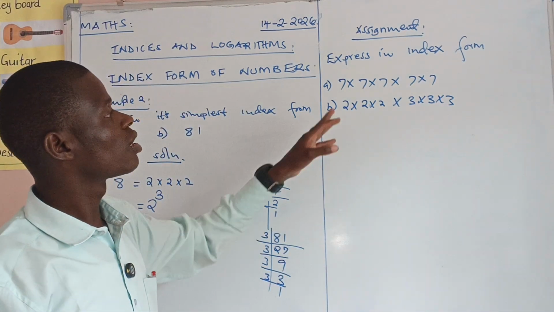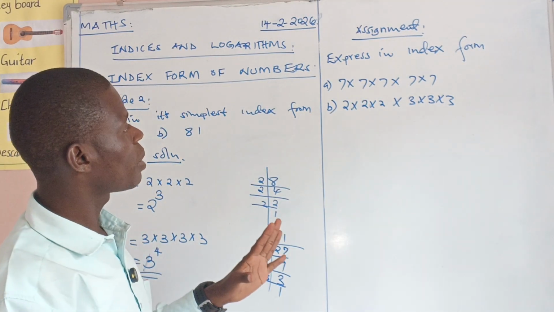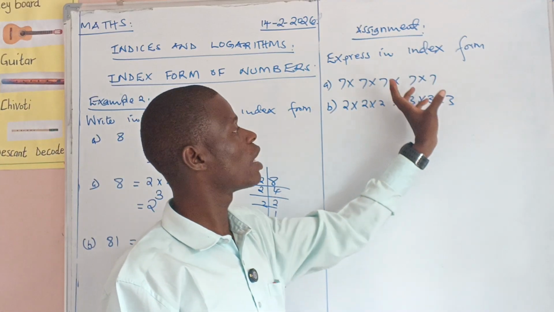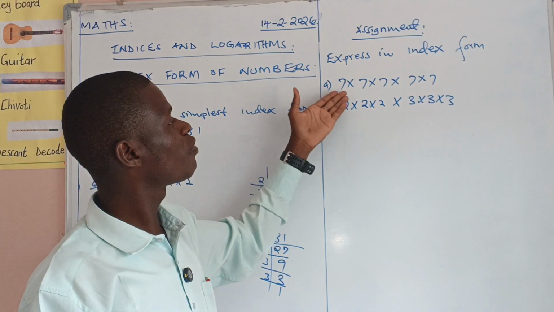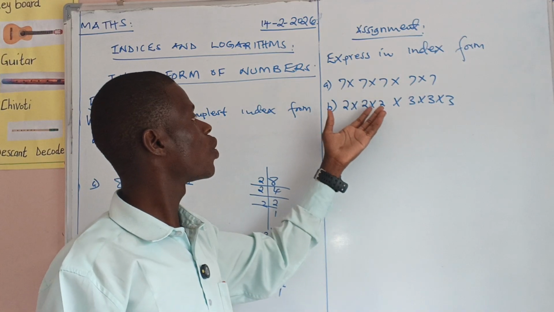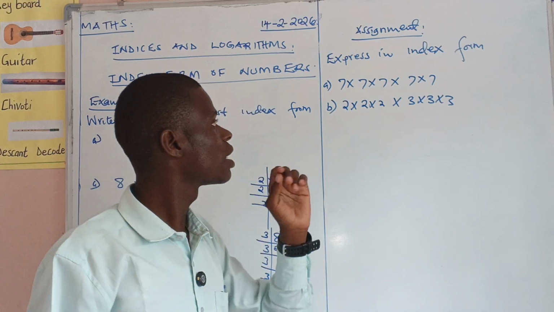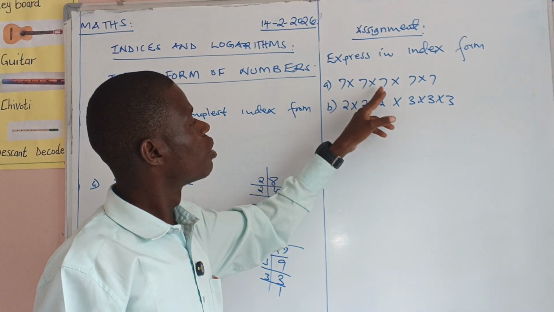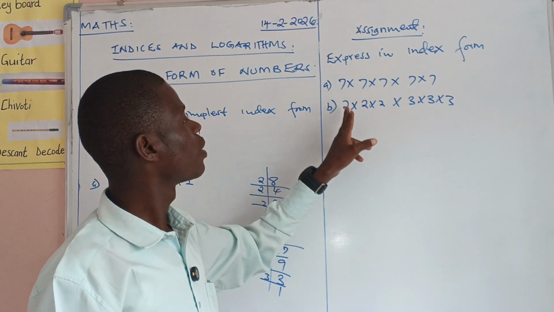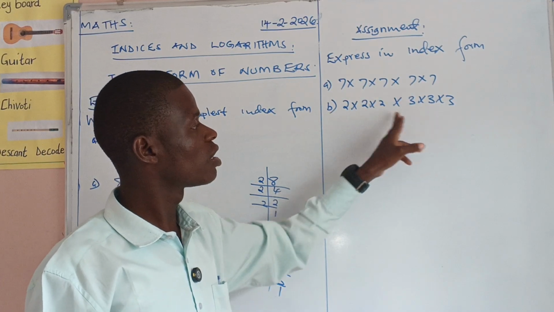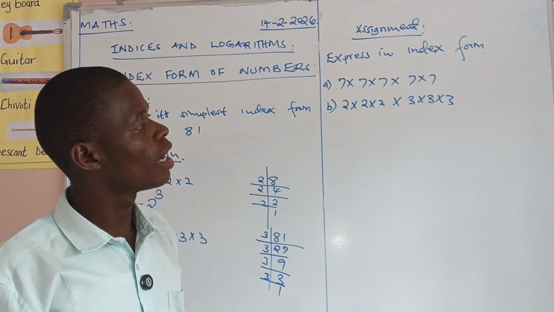Express these two numbers not as a product of their prime factors, but in index form. Already we have prime factors here, so it is very simple. You identify which number is being multiplied, form your base. Then the number of times you are multiplying that number forms your power. These are two different cases. You need to understand how they are being handled.